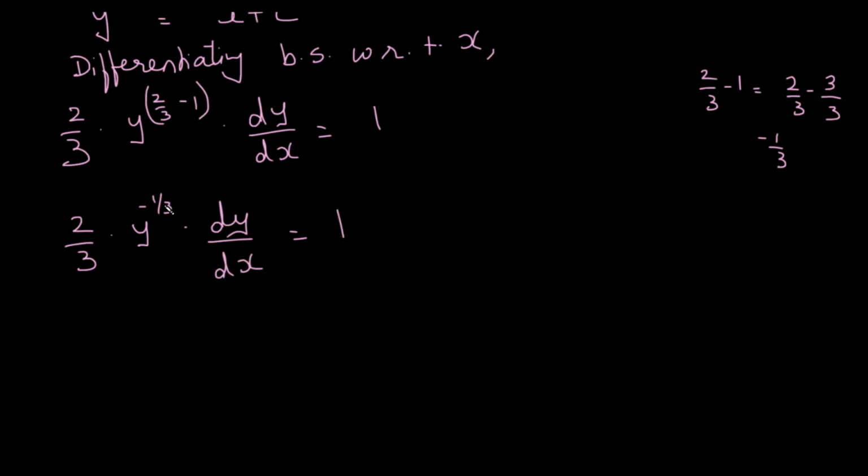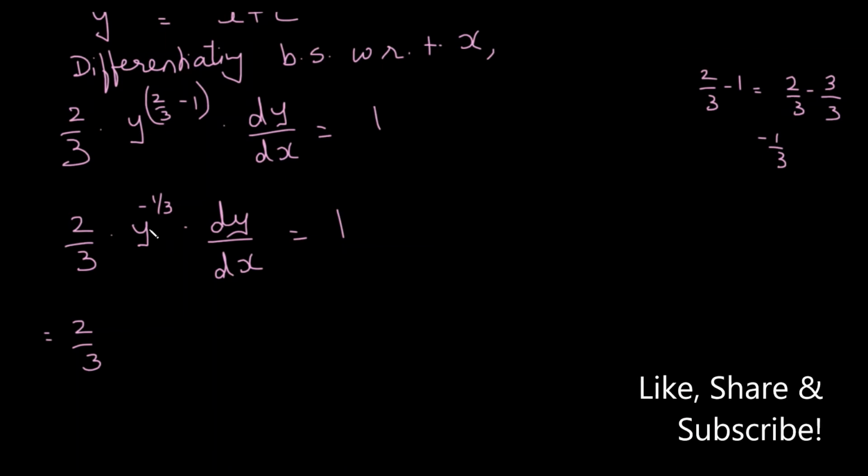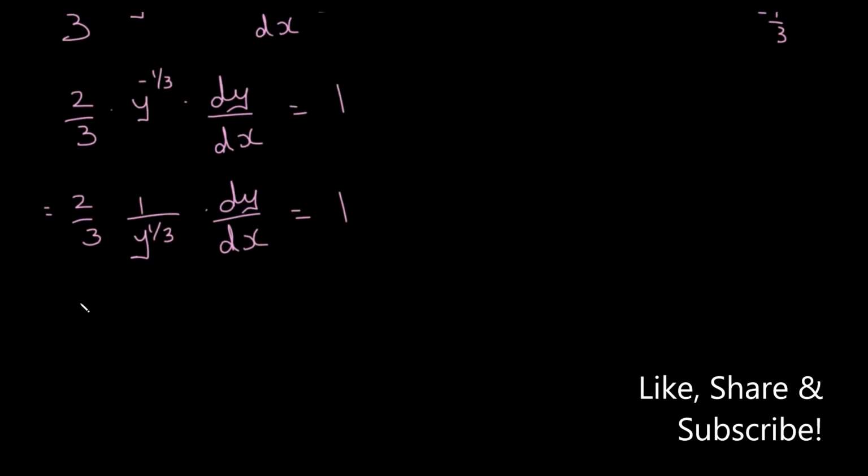Now let us simplify it one step further over here. So we get 2 upon 3 and y raised to minus 1 by 3 we can write in the denominator. So we get 1 upon y raised to 1 by 3. The negative sign goes away because the term has gone to the denominator into dy by dx. RHS remains the same. Now let us send this entire term to the RHS so that we are just left with only dy by dx on the LHS.